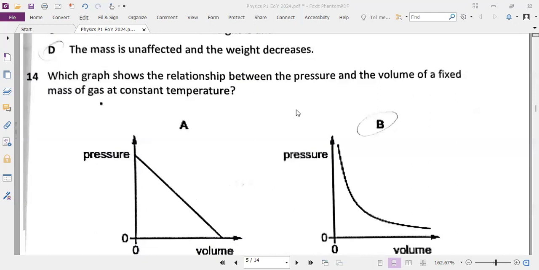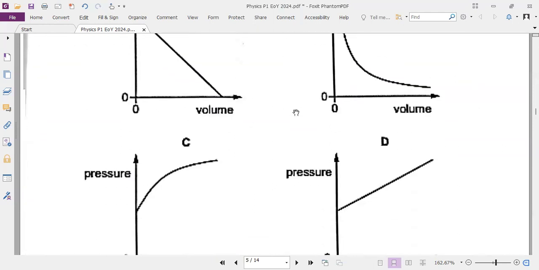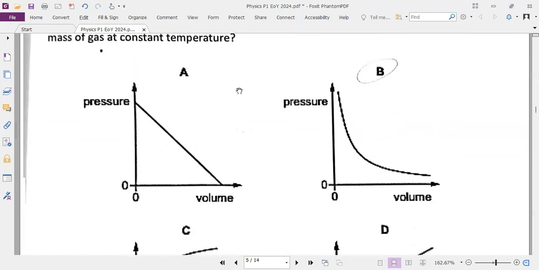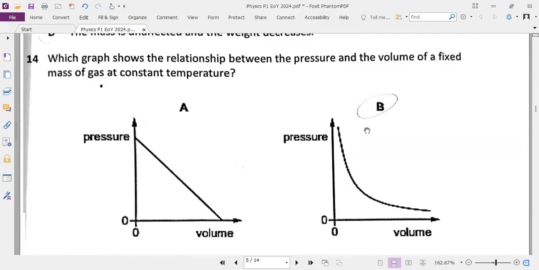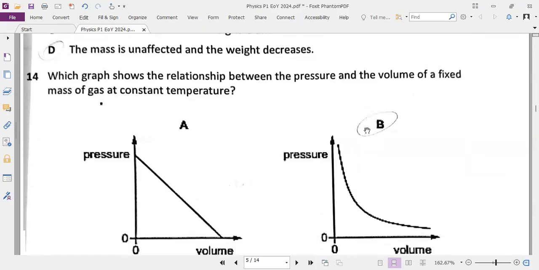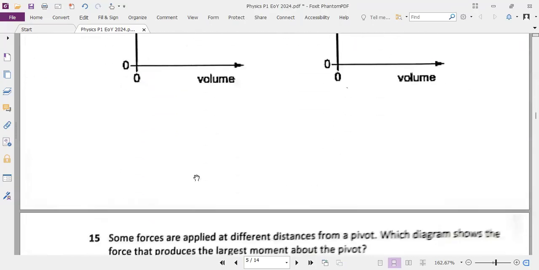So inversely proportional can only be alpha and bravo. So why it can't be alpha and why it is bravo? It is because the volume can't be zero. Here, the volume is becoming zero at some pressure. So that's why A can't be right. So B is the choice.